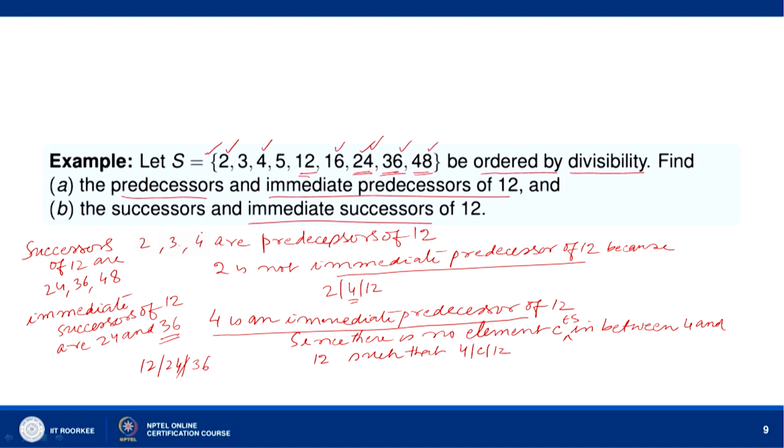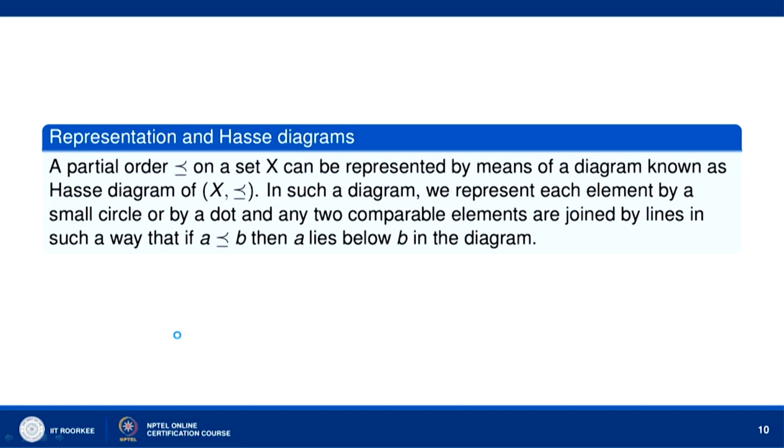Now, we go to representation and Hasse diagrams. A partial order precedes on a set X can be represented by means of a diagram known as Hasse diagram of poset X. In such a diagram we represent each element by a small circle or by a dot, and any two comparable elements are joined by lines. Two elements of a poset are called comparable if A precedes B or B precedes A is true. Any two comparable elements are joined by lines in such a way that if A precedes B, then A lies below B in the diagram.